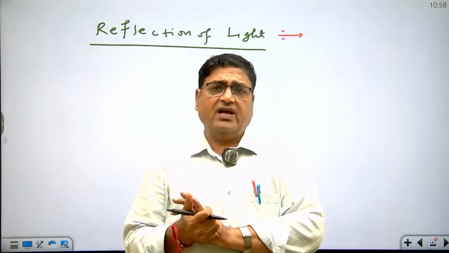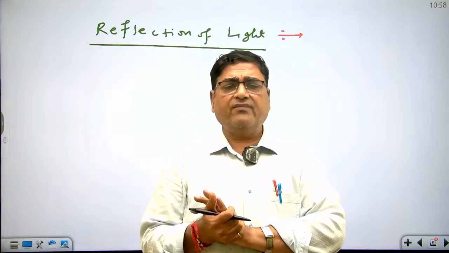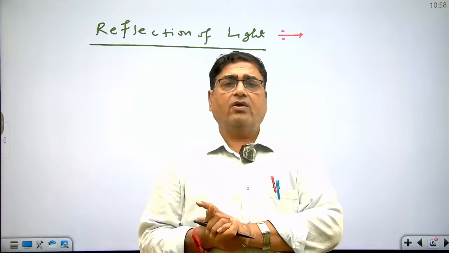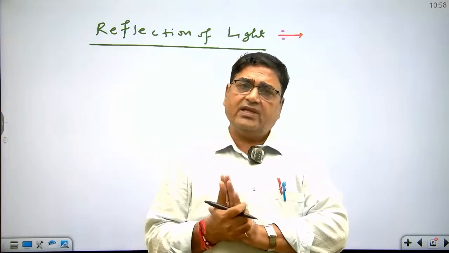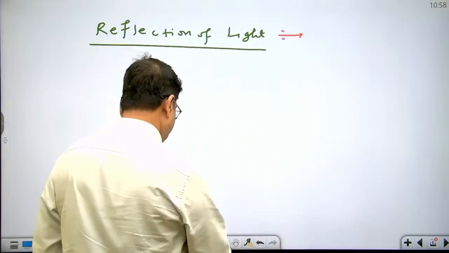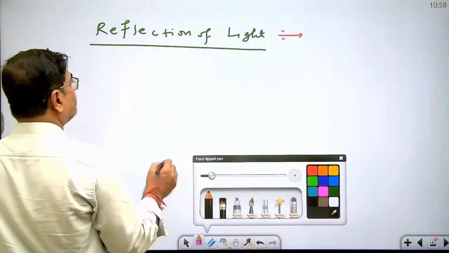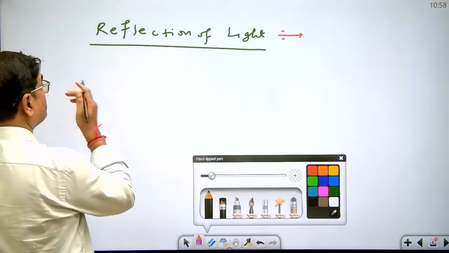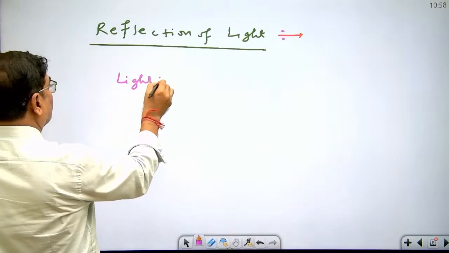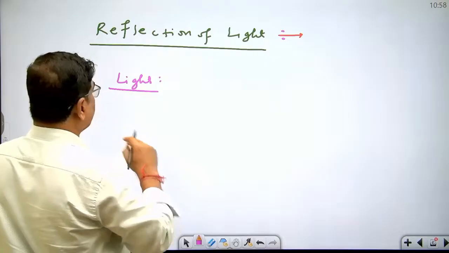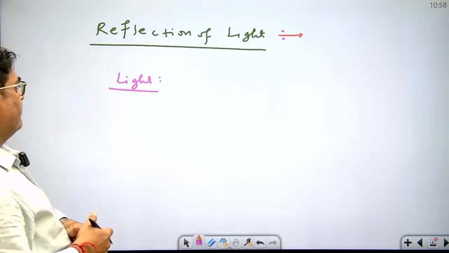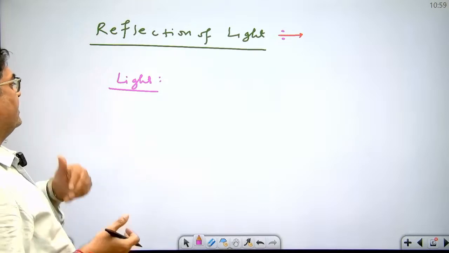And laws of reflection are valid for all types of mirror, whether plane mirror or spherical mirror, whether smooth surface or rough surface, or whether plane mirror, thin mirror or thick mirror. Okay. So let's discuss some important definitions and terms. What is light? Light is such a thing with the help of which we see the object.